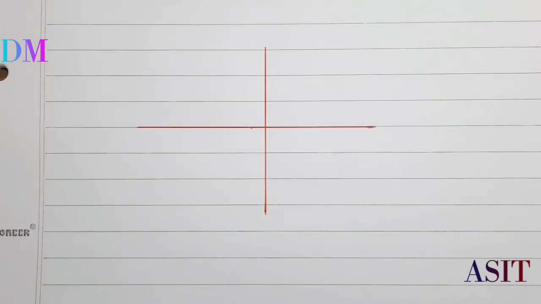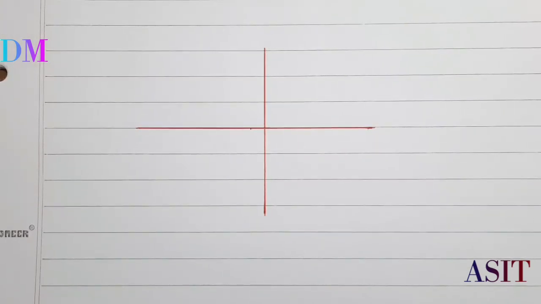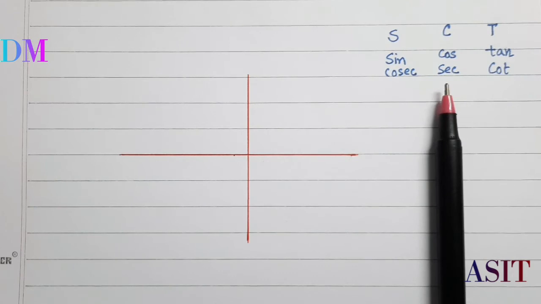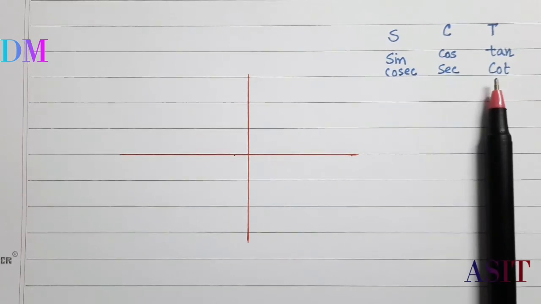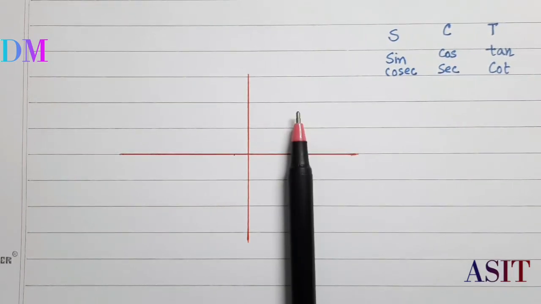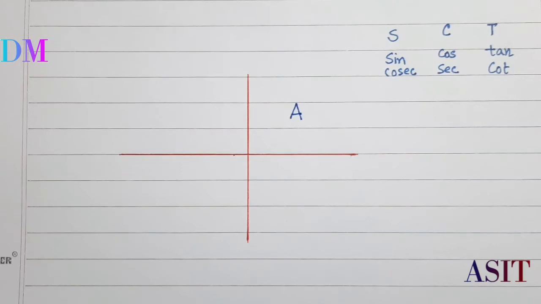Now we will try to find out which trigonometric functions are positive in which quadrant. But before that, let us denote sine and the reciprocal of sine as S, cos and the reciprocal of cos as C, and lastly tan and the reciprocal of tan as T. We can see in the first quadrant both sine and cos are positive, so therefore tan will also be positive. Therefore here all functions are positive.